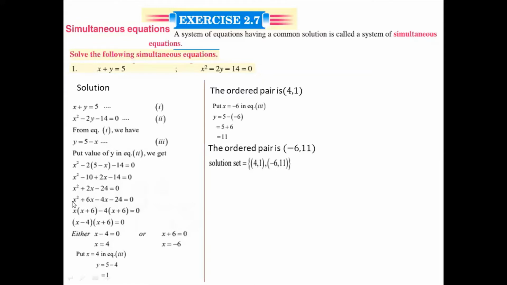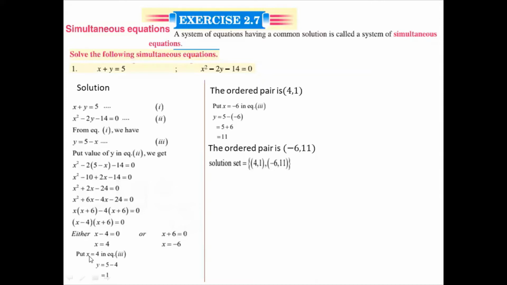Now we can take x as common from the first two terms, so we have x into x plus 6, and from the last two terms we can take minus 4 as common. So we have x plus 6. So we can write this as x minus 4 and x plus 6 is equal to 0. So either x minus 4 is equal to 0 or x plus 6 is equal to 0. When x minus 4 is equal to 0, it means x is equal to 4. And when x plus 6 is equal to 0, it means x is equal to minus 6.